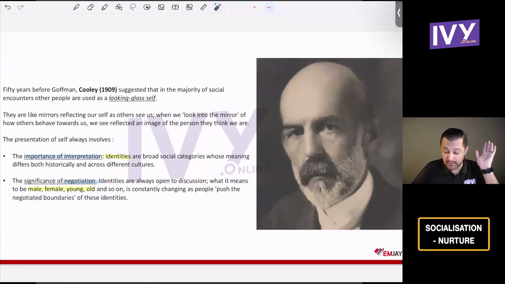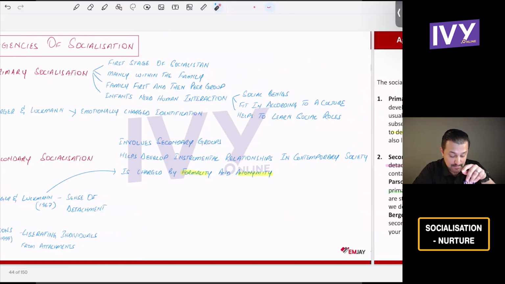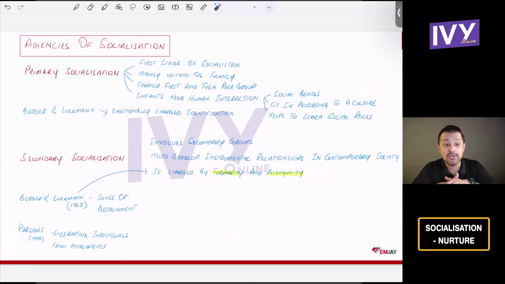So the examples that we just spoke about are all in support of the idea of nurture playing its role in explaining social behavior. In the previous lesson, we spoke about the nature side of the debate. Today, we spoke about the nurture side of the debate. And next in line, we'd speak about agencies of socialization, but I'd like to keep that for the next lesson.